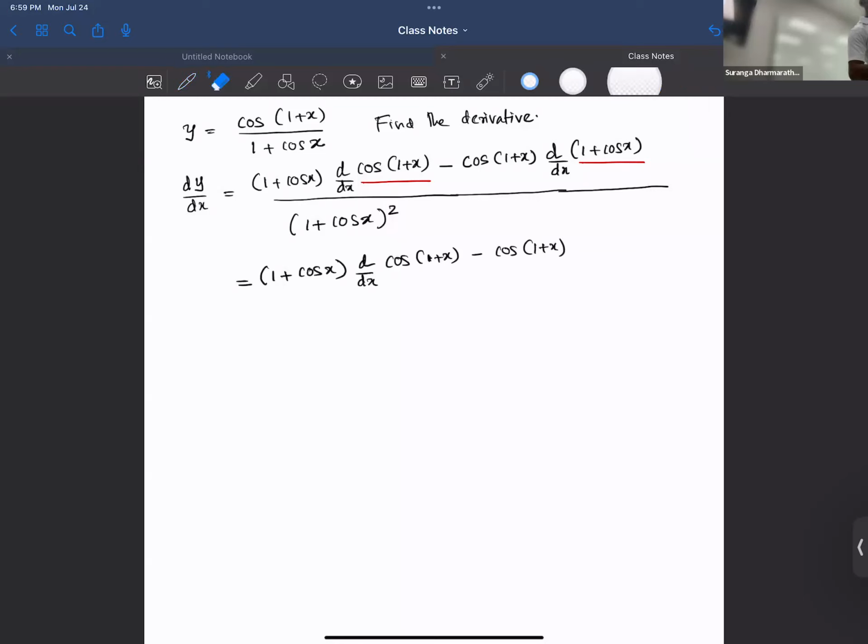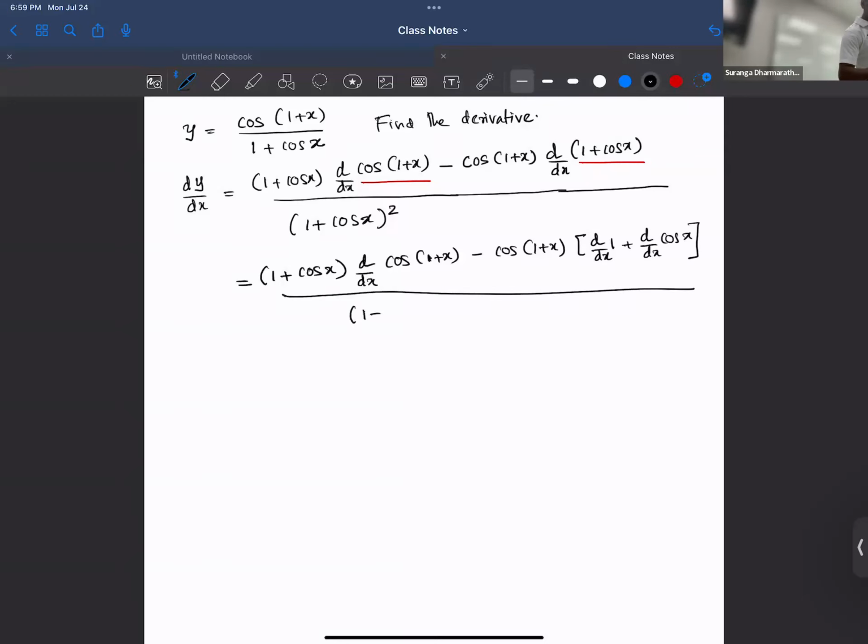Now, this is a summation, right? So I can put d over dx of 1 plus d over dx of cosine x. Is that difficult? Sometimes you have many terms. When you have many terms in the expression, you might get scared. Oh, there's a lot of expression, I don't want to do that. Don't think like that. It's going to be easy.